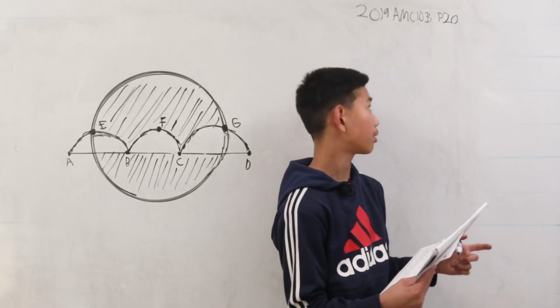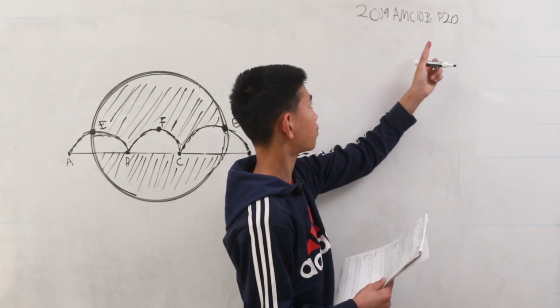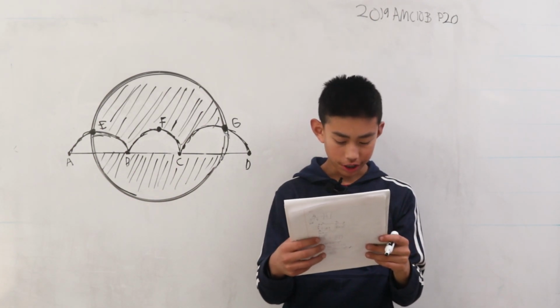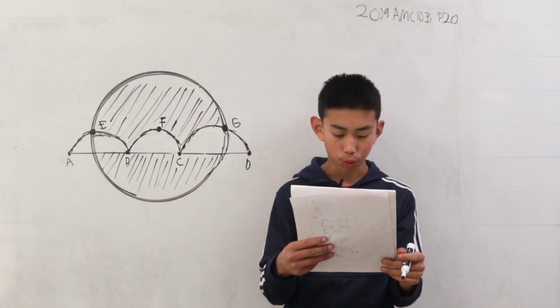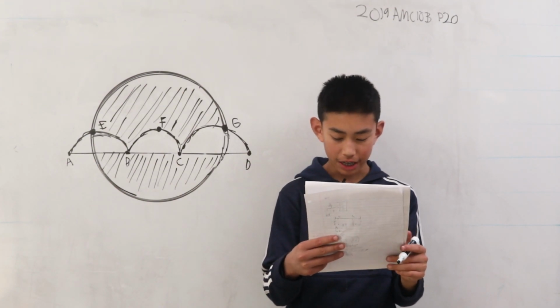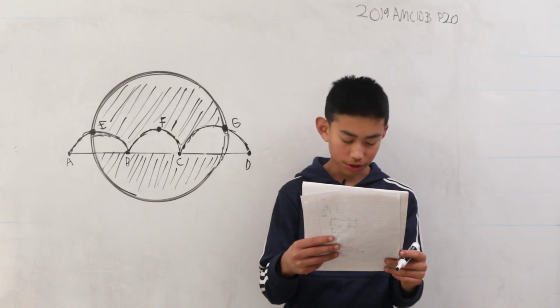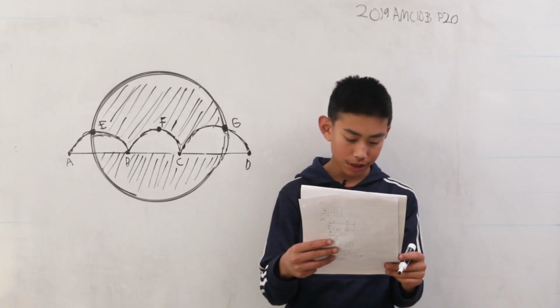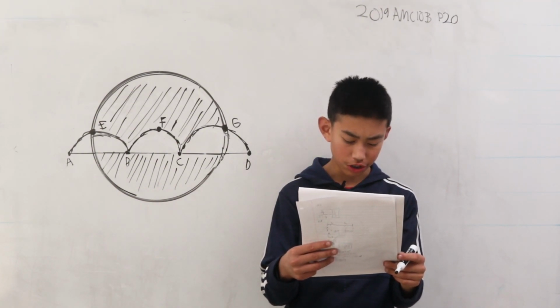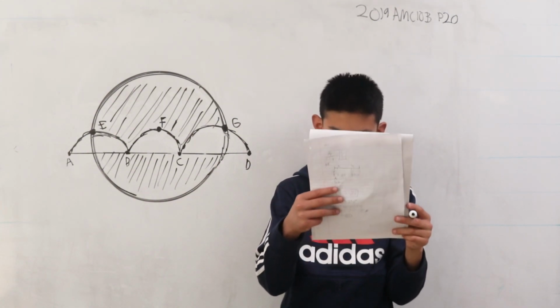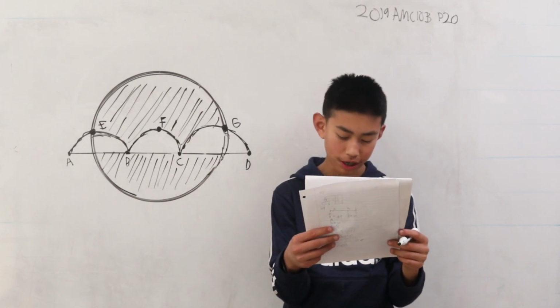We are now solving problem 20 from the AMC 10B from 2019. As shown in the figure, line segment AD is trisected by points B and C, so that AB = BC = CD = 2. Three semicircles of radius 1, AEB, BFC, and CGD, have their diameters on AD and are tangent to line EG at E, F, and G, respectively.